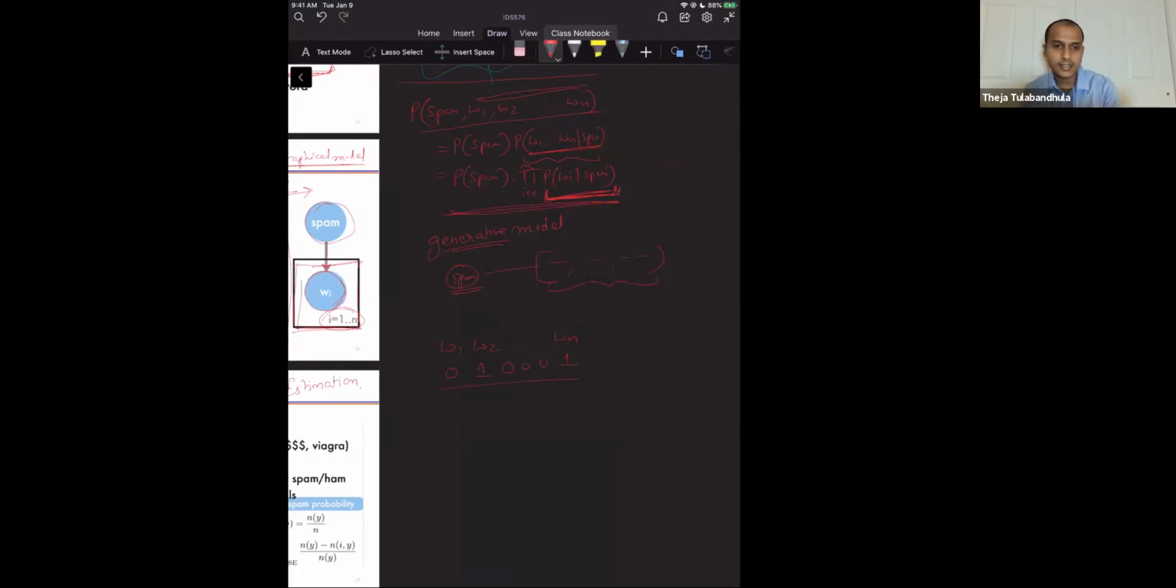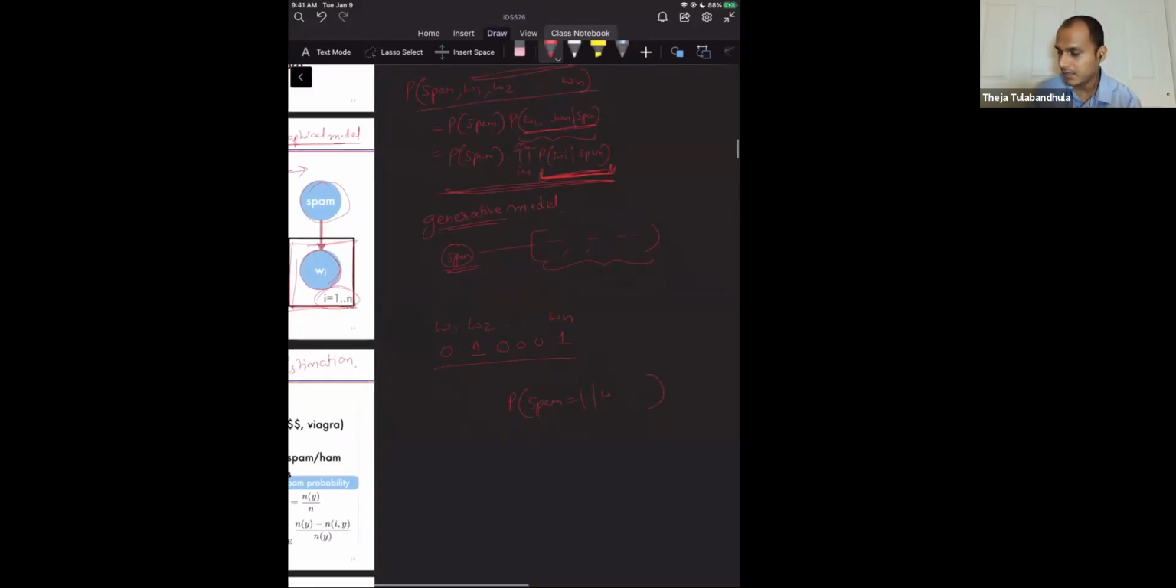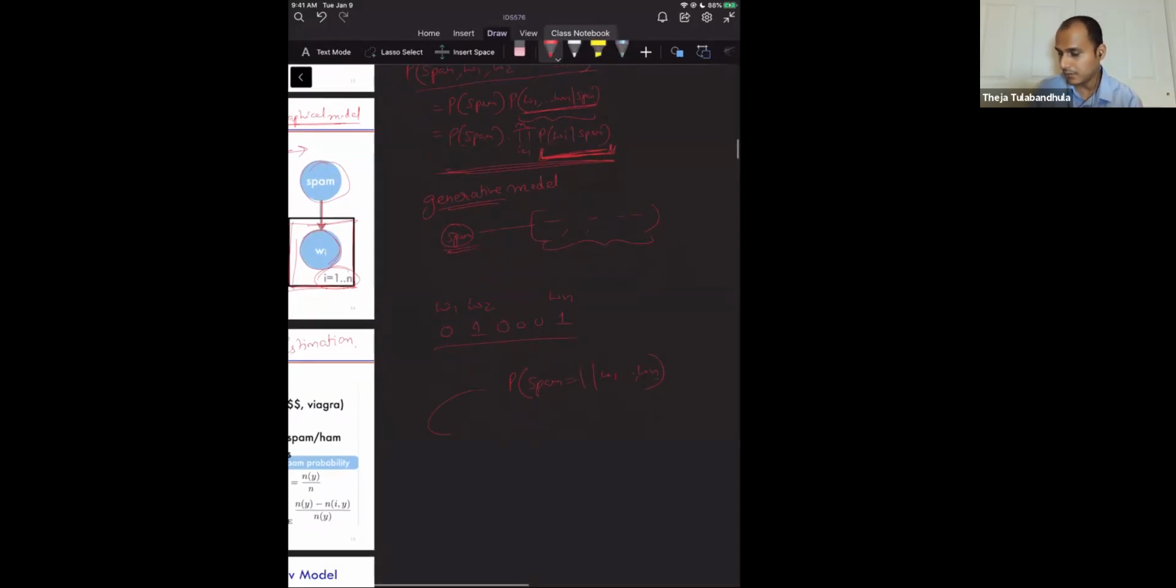Some words are there in the test email and some words are not there. So given that, we want to compute two things. We want to compute the probability of spam is equal to 1 given these words, and the probability of spam is equal to 0 will be just 1 minus this number. Now to do that, we just use a Bayes assumption, and we get that this is proportional to the probability of spam is equal to 1 times a product of the probability of Wi given spam.